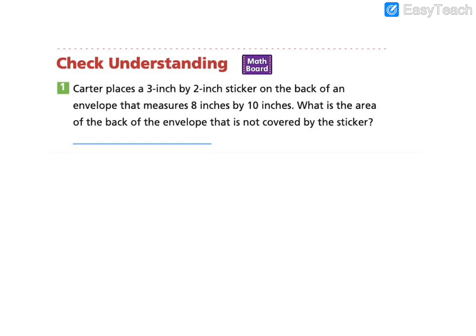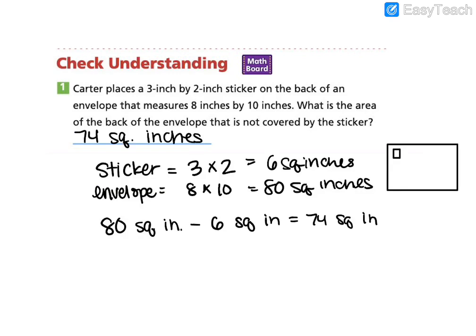Go ahead and pause the video to complete the check understanding. Press play to check your work. All right, let's go ahead and check your work. You should have found that 74 square inches was not covered by the sticker.